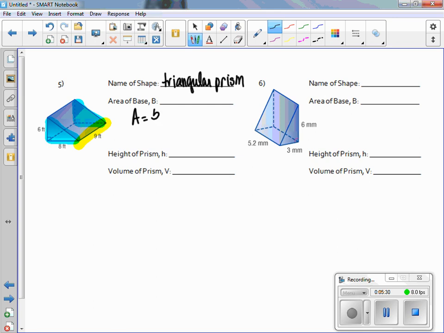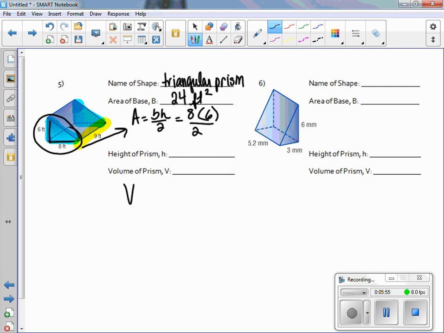And we find the area of a triangle by doing base times height divided by 2. Now please remember, you are only looking at this when you're doing this formula. So the base of that is 8. The height of the triangle is 6. And then you divide by 2. So 8 times 6 is 48. Divided by 2 is 24 feet squared.